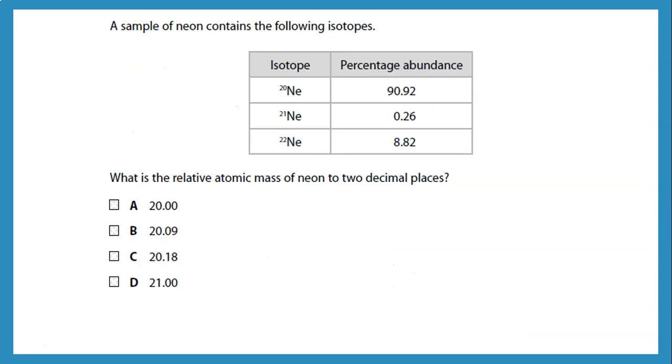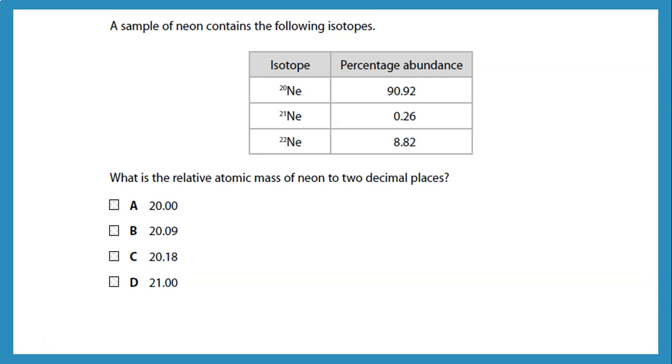The next question says, a sample of neon contains the following isotopes. Remember, we said, what do we use the mass spectrometer for? Well, we can use it to determine the relative atomic mass of an atom based on the relative abundance of the different isotopes. So, for example, here he's talking about neon, and he's telling me that neon has 3 isotopes.